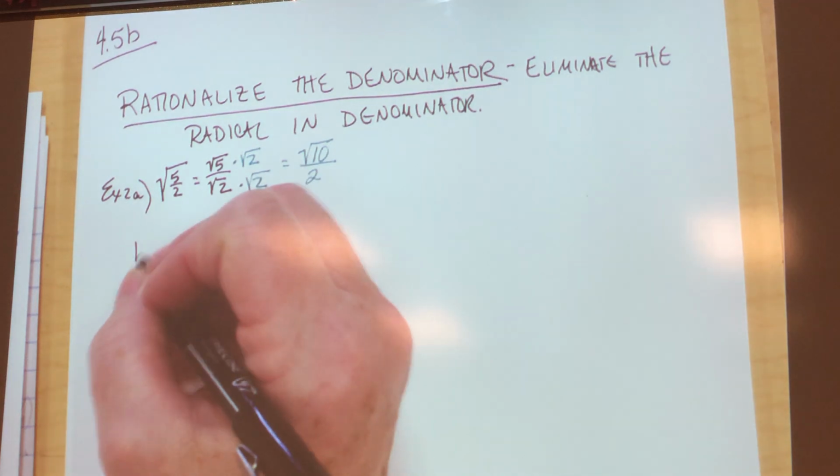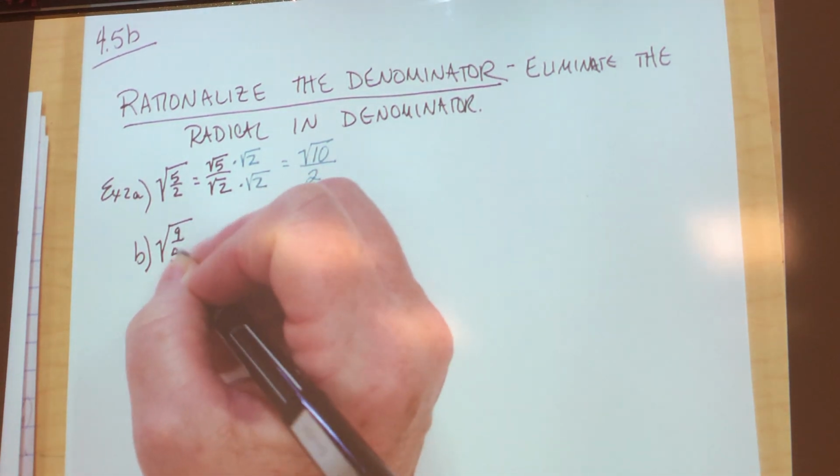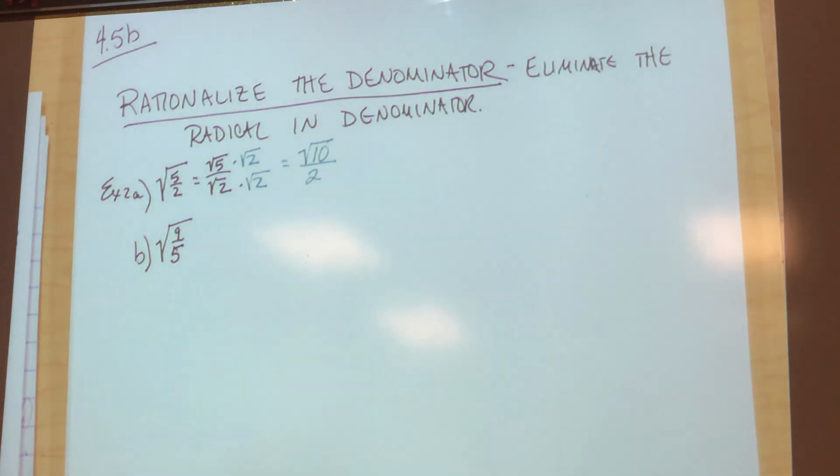Are you ready? This one's yours. The square root of 9/5. The square root of 9/5. Remember what I said. If you can reduce the fraction, you should leave it together. If you can't reduce the fraction, then you should take it apart.